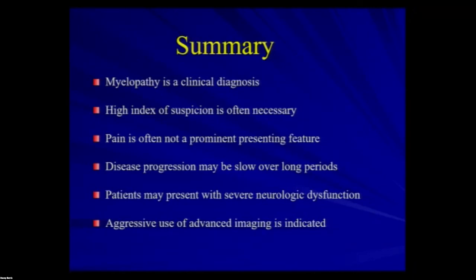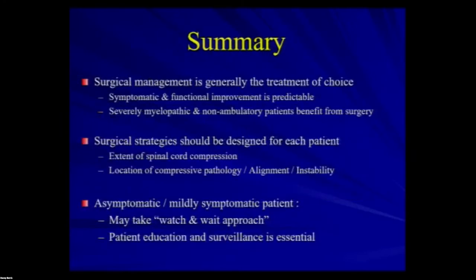They may present to their primary care physician or to physical medicine specialists or surgeons or general orthopedist or a total joint specialist. And it's really critically important to have a high degree of suspicion if a patient presents to you with gait abnormality and objective features of myelopathy. Generally, surgical management is the treatment of choice, and it is very effective in most cases. And that's true for even patients with the most advanced myelopathy. Milder cases can be watched, as can cases of asymptomatic cord compression, but it's essential to educate the patients and have close surveillance. So I'll stop there.